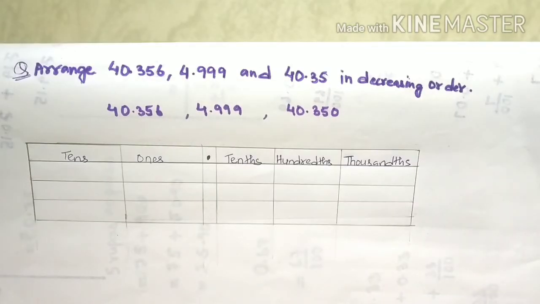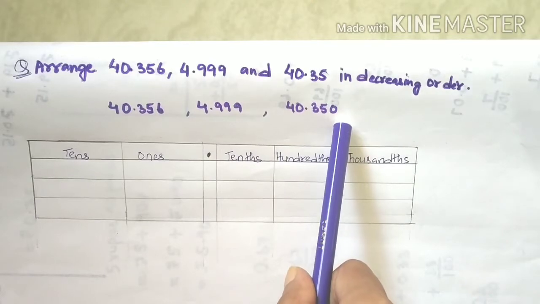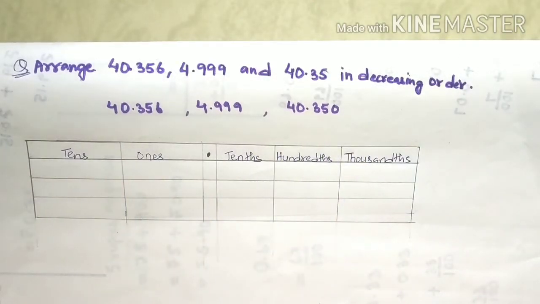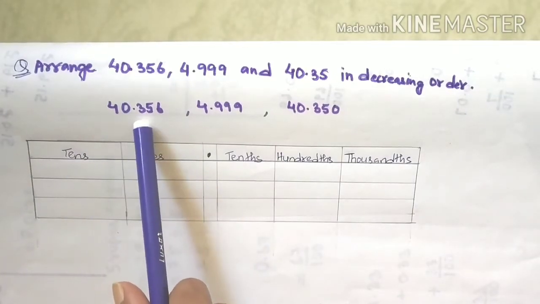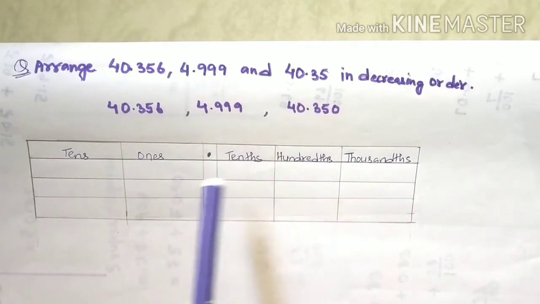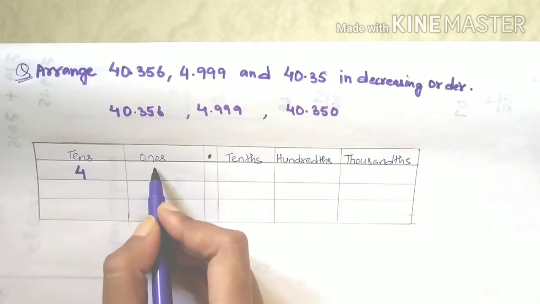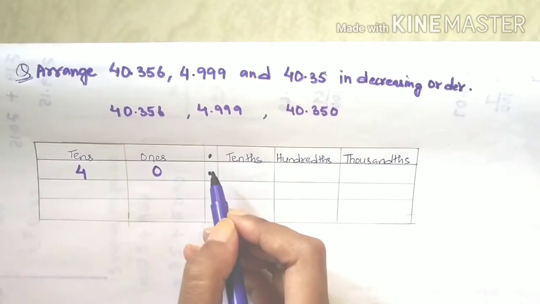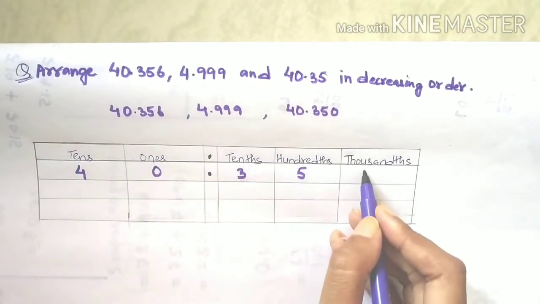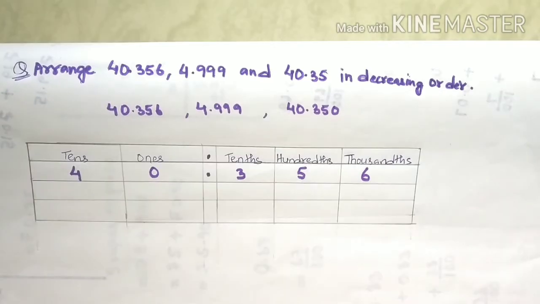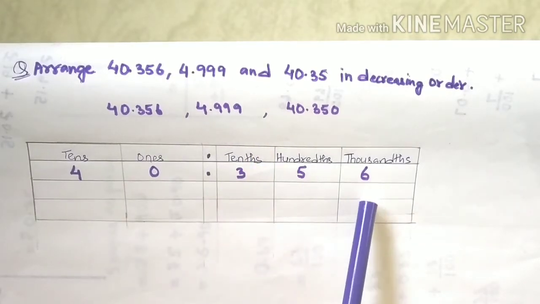Now since the decimals are changed to like decimals, we have to fill in the digits of the decimal numbers in the place value table one by one. So we will first fill in the digits of 40.356 in the first row of the place value table. 4 is in the tens place, 0 is in the ones place. The point is here. 3 is in the tenths place, 5 is in the hundredths place, and 6 is in the thousandths place. Now we will fill in the digits of 4.999 in the second row of the place value table.